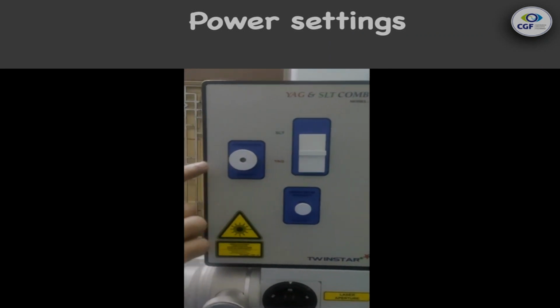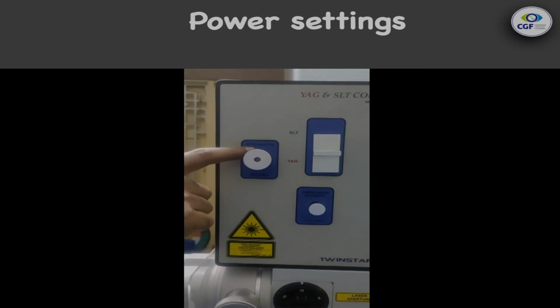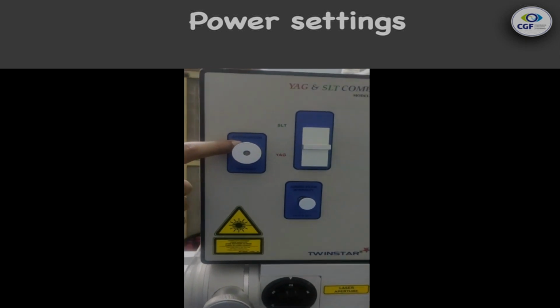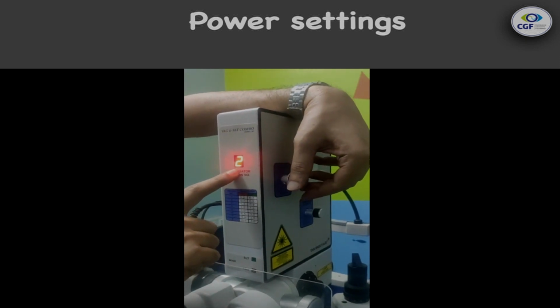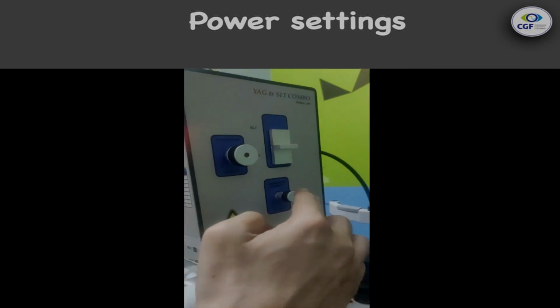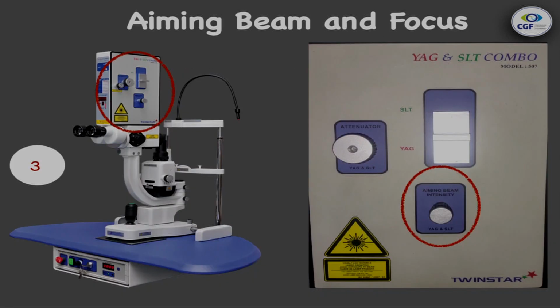So you can adjust. This is the mode for the power setting. 1, 2, 3 we can adjust. Usually the power setting in the Zeiss machine is between 4 to 5 or 3 to 5 depending upon the iris thickness. In the Appasamy machine you usually go with 2. That is more than enough. The 3 will really blast the iris, so don't go with that.